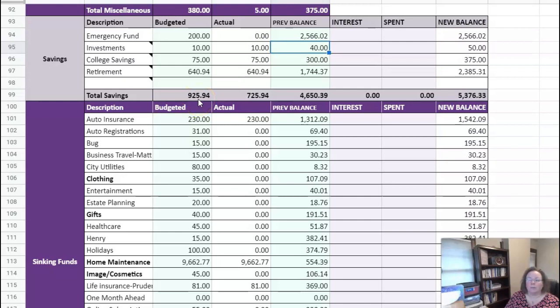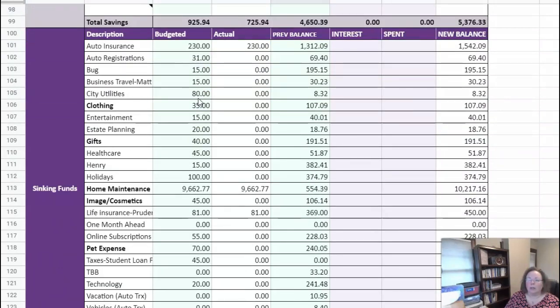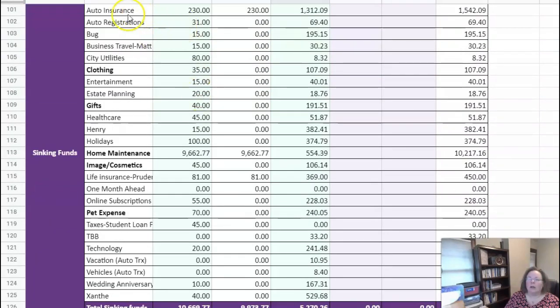I'm just going to scroll down here to get the sinking funds. All right, so here you can see them all. So we have auto insurance, $230, auto registrations, 31, bug 15, business travel 15, city utilities 80, and that might actually have to go up. I'm going to wait because our first city utility bill is all out of whack, but I think that might have to go up a little bit.